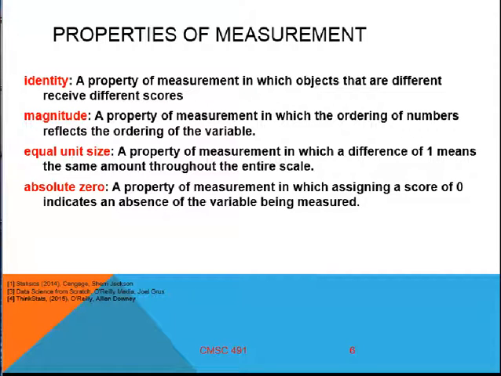A scale of measurement in which objects or individuals are categorized and the categories form a rank order along a continuum is the ordinal scale. A property of measurement in which the objects that we have in our set receive different values is identity. A property of measurement in which the ordering of numbers reflects the ordering of the variable is magnitude.